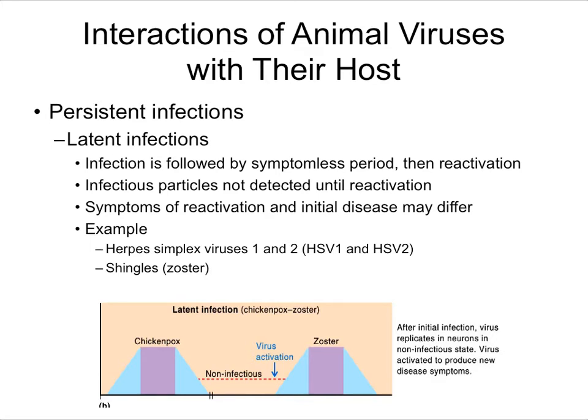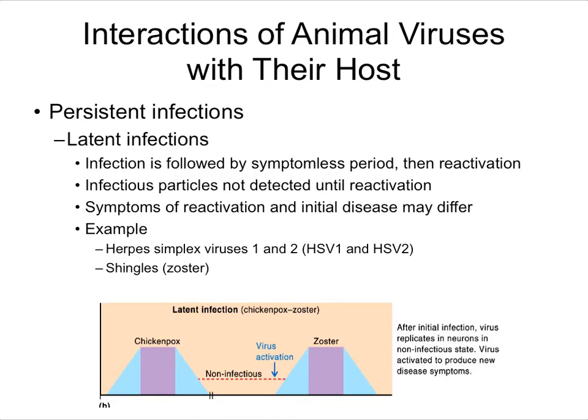Another example of a latent infection is herpes simplex 1 and 2. This is the more common herpes virus, and it infects mucous membranes, usually around the lips or the genitalia, causing blisters, and then it'll go away. Except it's not really gone. It's just hanging out inside of your nerves. And if you get sick sometime later on, the symptoms can reemerge, and then it'll clear up.